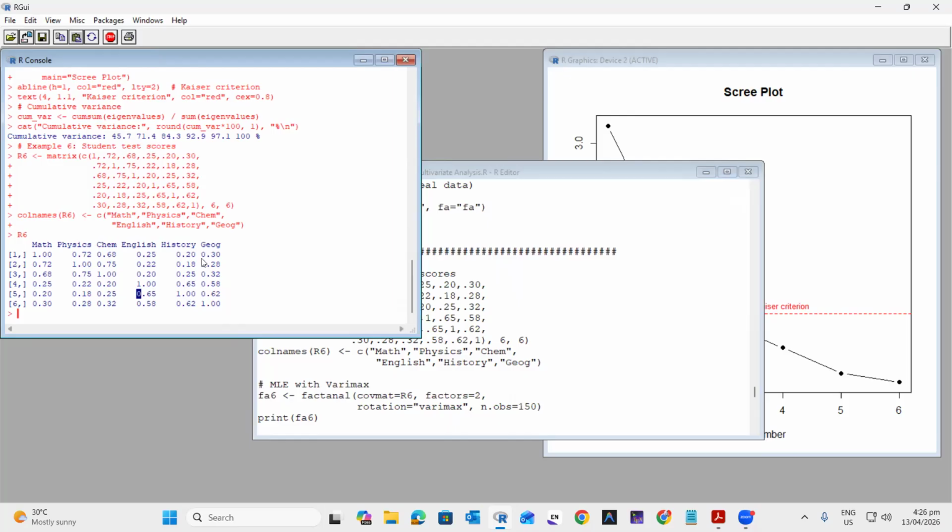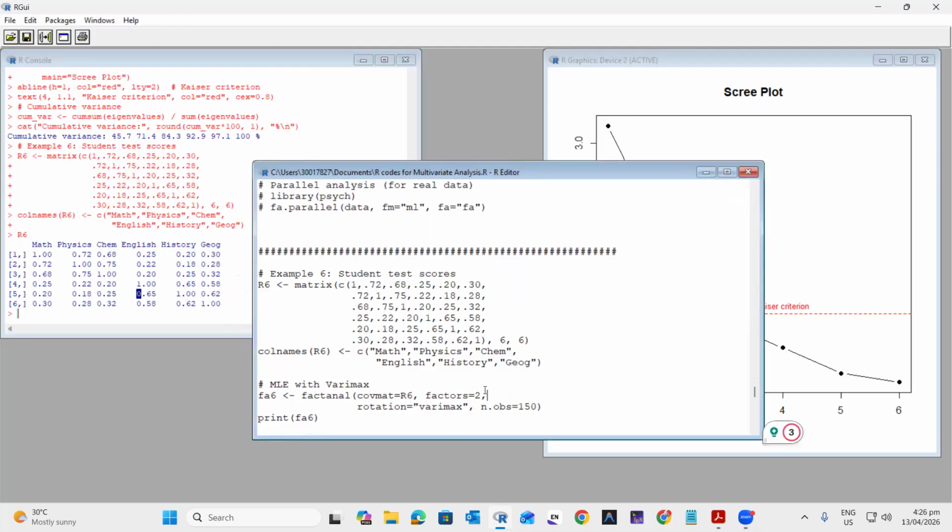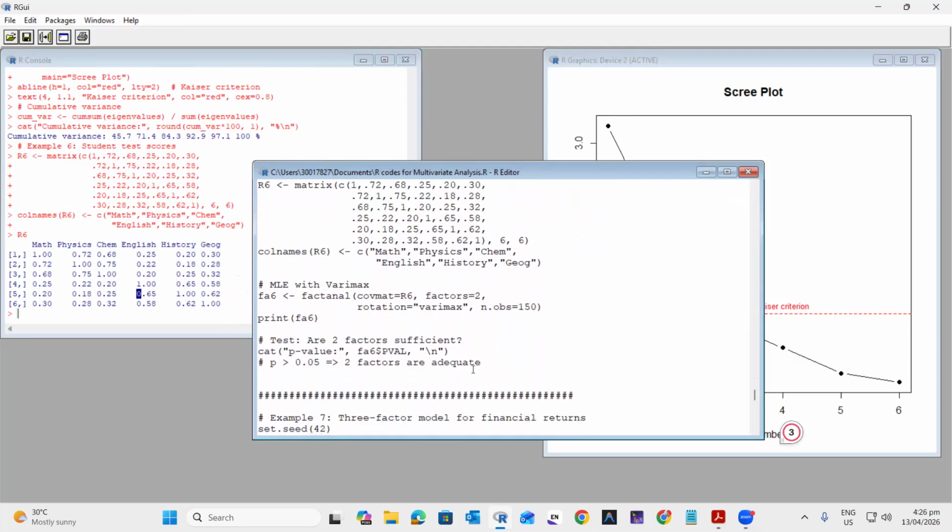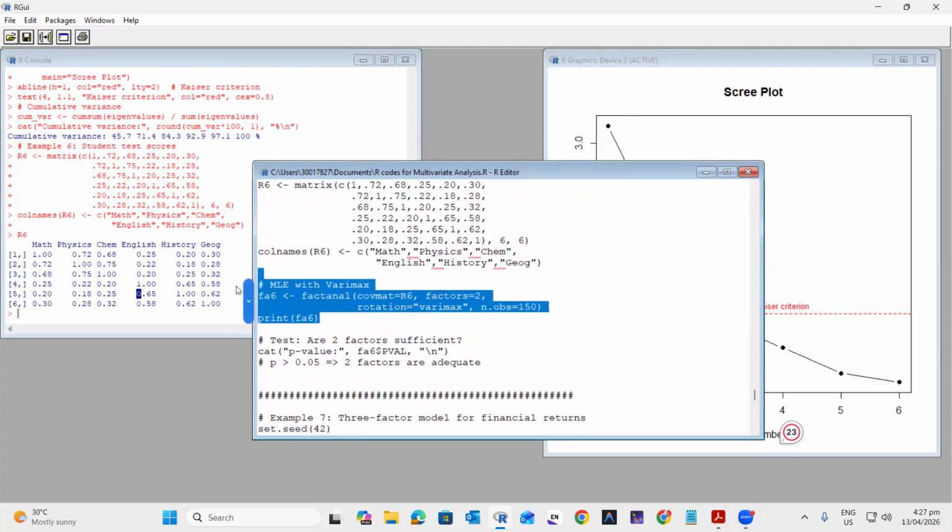After that, we are going to apply the factanal command on the correlation matrix R6, with factors equal to 2, rotation Varimax, and n.obs equal to 150. After that, we will print F6 here. We have already explained the factanal command.